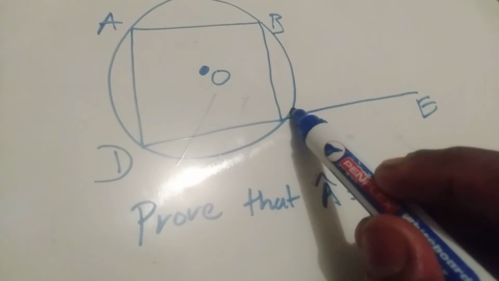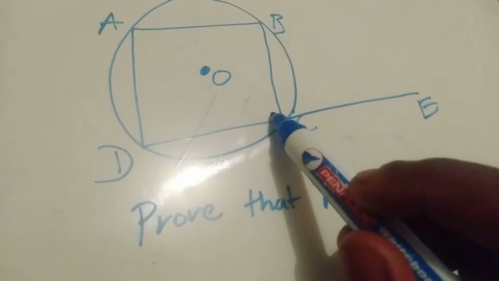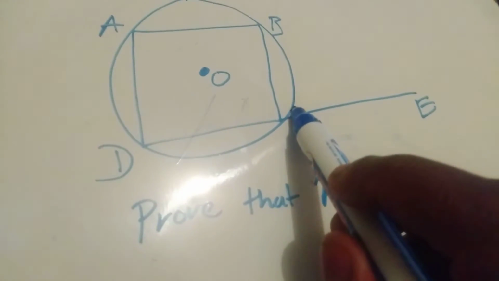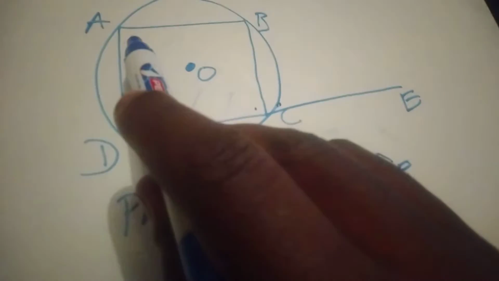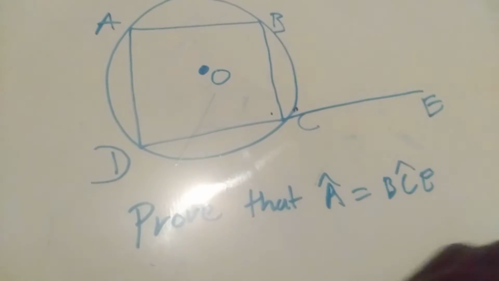So remember, exterior angle is equal to the interior angle but the opposite of it. So it's the opposite of the interior angle, right? So exterior angle is equal to interior opposite angle. So that's how we say it.